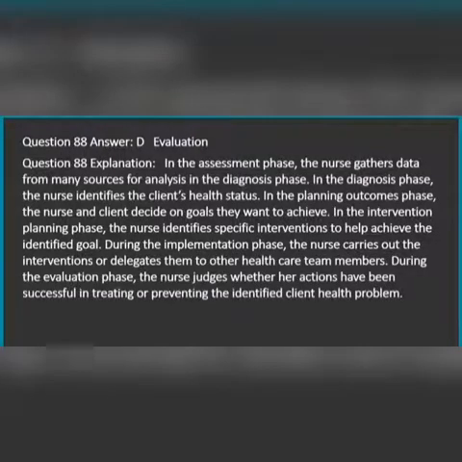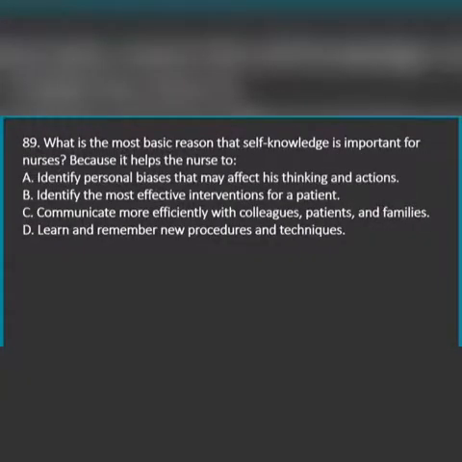During the evaluation phase, the nurse judges whether her actions have been successful in treating or preventing the identified client health problem. Question 89. What is the most basic reason that self-knowledge is important for nurses? Because it helps the nurse to A. Identify personal biases that may affect his thinking and actions. B. Identify the most effective interventions for a patient. C. Communicate more efficiently with colleagues, patients, and families. D. Learn and remember new procedures and techniques.